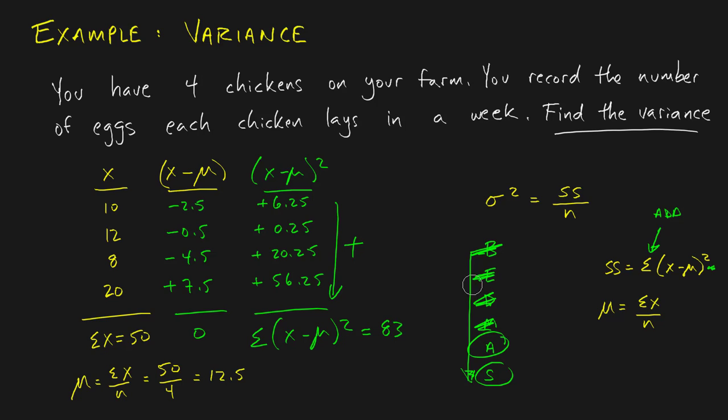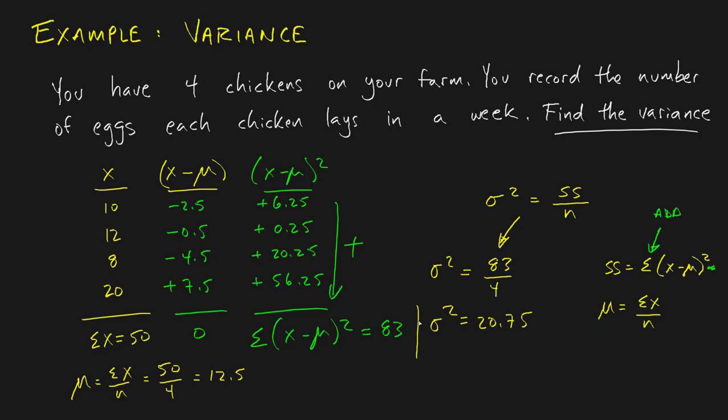So let's make a bit of room to show that. Here I'm going to carry this on. So my variance is equal to the sum of squares, which is 83, divided by n. N is the number of data points we have, the number of scores we have. So there are 4 scores. So we've got 83 divided by 4. Calculate that out. That comes out to 20.75. That is my variance, and so that answers this question.